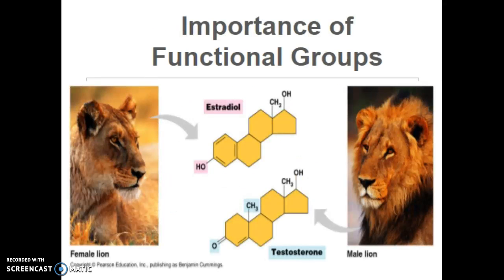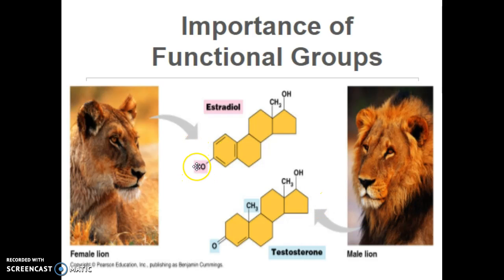Kind of an example of functional groups. Notice the difference here is that we've got a double bond between testosterone and estradiol. That's a permutation, a different version of estrogen. It's a female chemical and a male chemical.